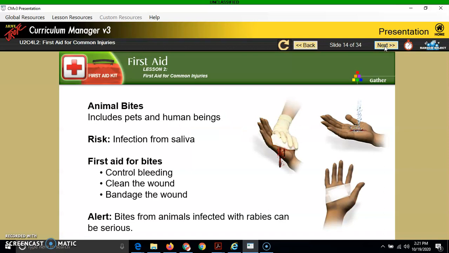Okay, let's talk about animal bites. That's both pets and human beings, because human beings are animals. The big risk from those is saliva. That can infect the wound.